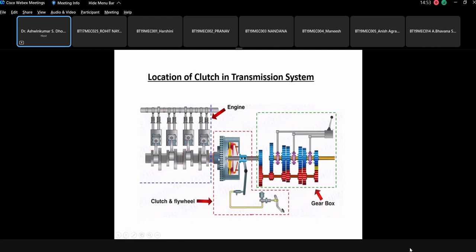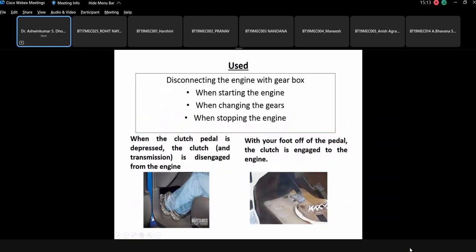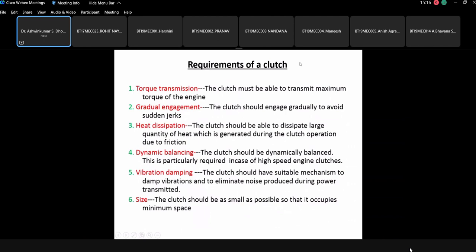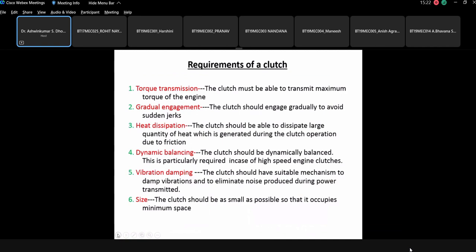Please note that this is the flywheel end of the engine, whereas this is the crankshaft pulley end of the engine. This is a 4-cylinder inline engine. This is not a V engine, as shown in this particular figure. So the requirement of the clutch is torque transmission.